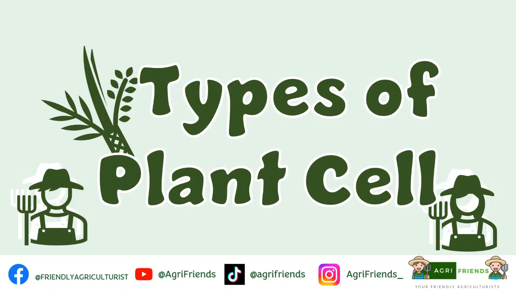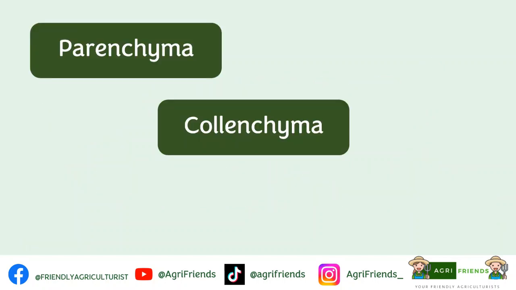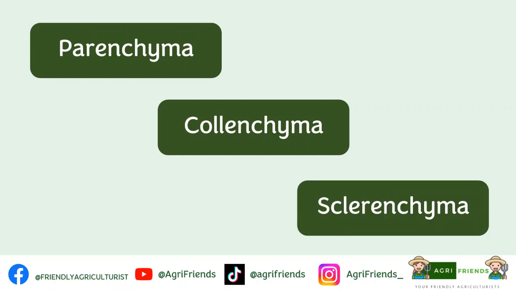On our previous lecture, we talked about plant cells, its components, and the function of each component. Today, we are going to talk about the different types of plant cell. And there are three: the parenchyma, collenchyma, and sclerenchyma.